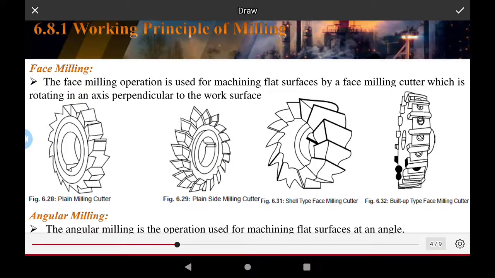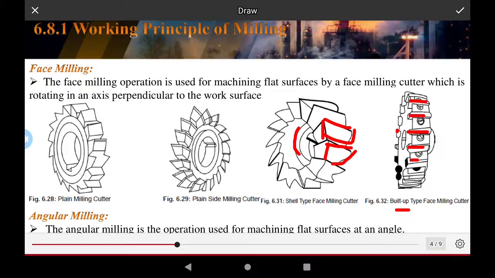This is the shell type face milling cutter. The tool is made with a shell type of tip. The shell type tool is used on flat surfaces. This is the other surface of the built-up type of face milling cutter. This is built up step by step with the face of the cutter.